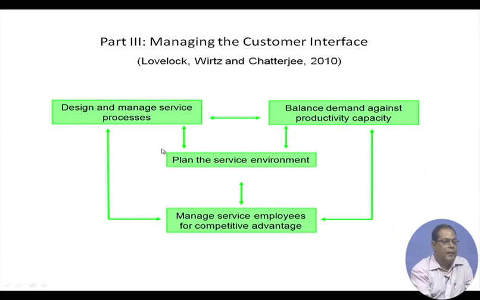And the third part is managing the customer interface. Lovelock, Wirtz and Chatterjee again designed this part. The design and management of service processes and the balance of demand against productive capacity have to interact with each other, and then one has to plan the service environment. The service environment would help in the delivery of the service processes and in balancing the demand against capacity, and then there is management of service employees for competitive advantage. This has to be done in order to plan the service environment, and that interacts with the design and management of service processes and the balancing of demand against productive capacity.